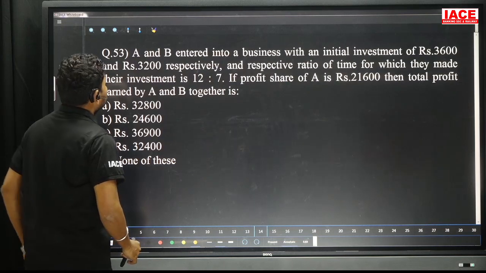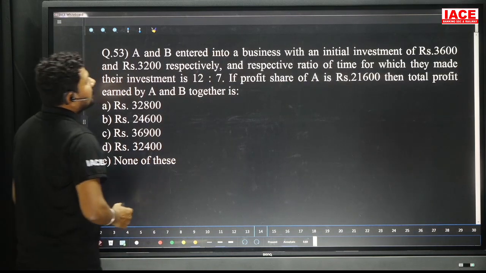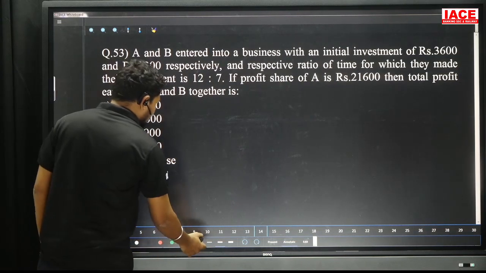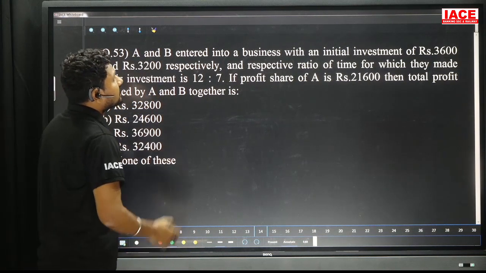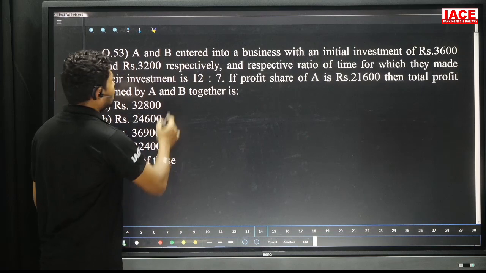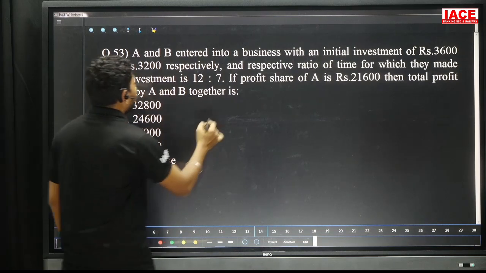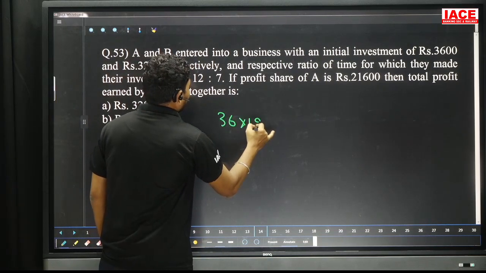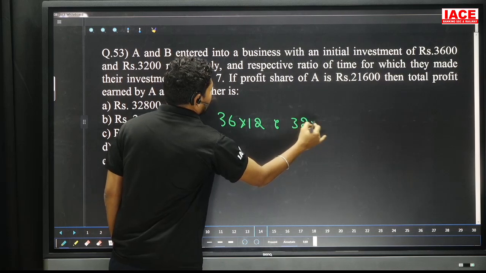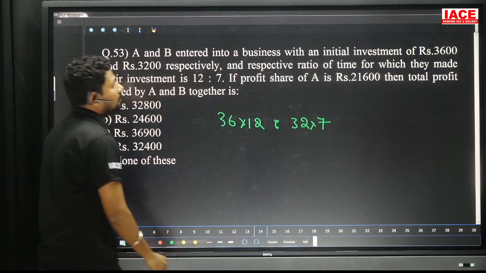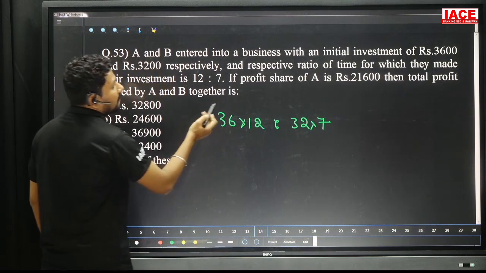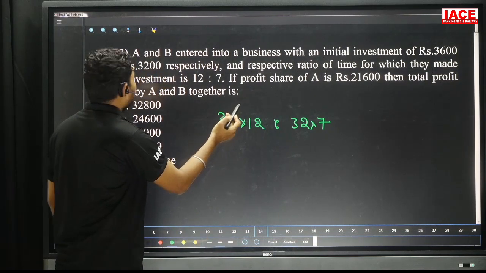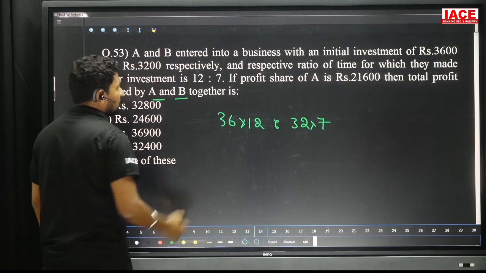Let's move to the next example. Next, 53. A and B entered into a business with the initial investment of 3600 and 3200 respectively, and the respective ratio of time for which they made the investment. Investment and time multiplied, you will get the profit ratio. These are the values: 36 into 12 and 32 into 7. So cancel the values to get the A profit share, which is 21,600. Then the total profit earned by A and B together is required.